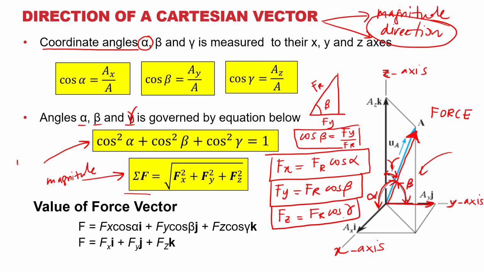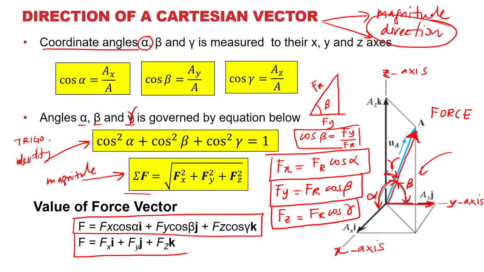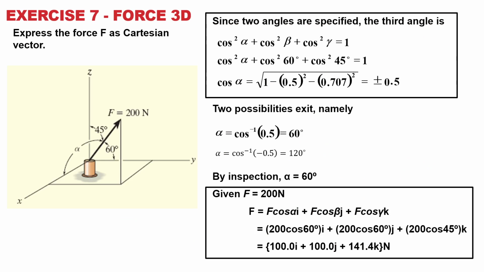So this is some sort of trigonometric identity. If we were to expand the values inside, you're going to get something like this. And when you convert to vector, you have another value, which is i, j, and additional k. Okay, so it might not be so clear for you now. We have to do exercises in order to understand.